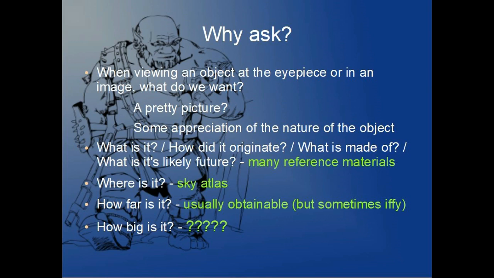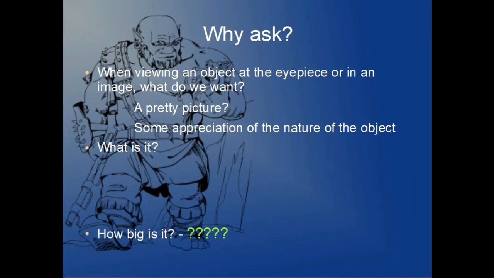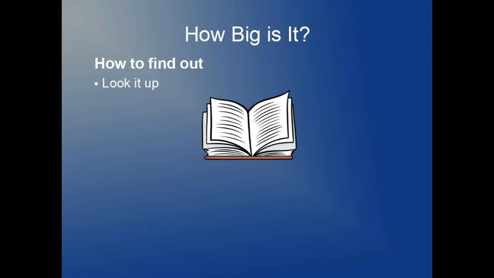So, if we remove the extraneous items from the list, we're left only with what is it, and how big is it? On that basis, knowing the size of the object becomes important in getting a true understanding of what we're looking at. I hope that you agree with me, as otherwise this is going to be a very short talk indeed. On the understanding that you do, and that we need to know the size of our object, how can we find out what that size is?